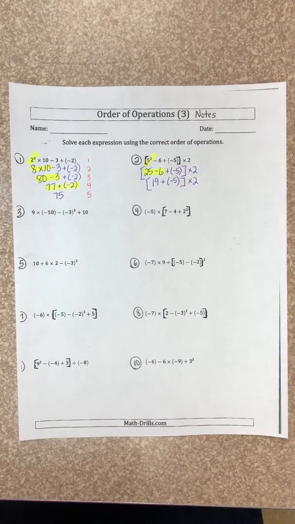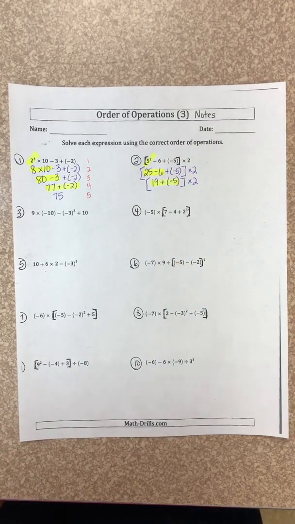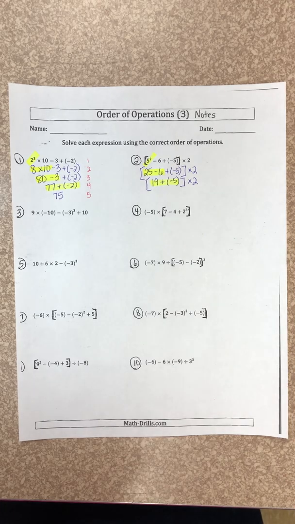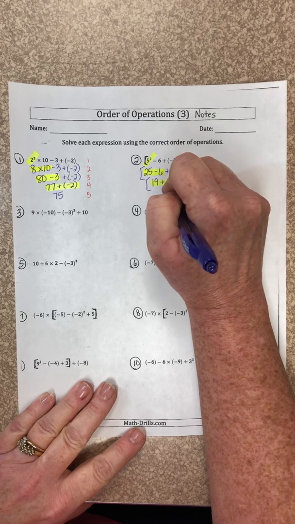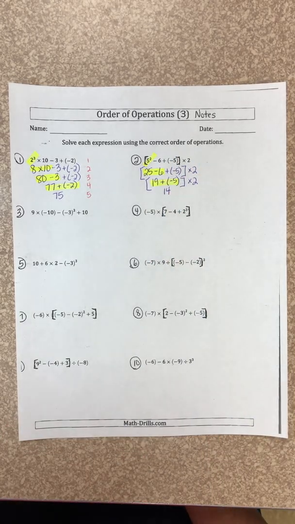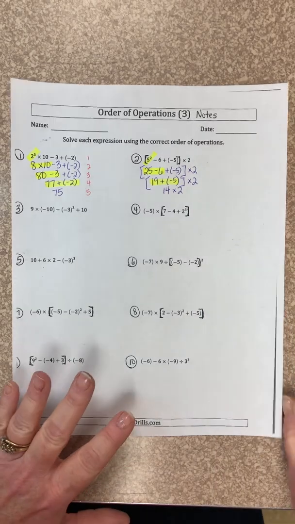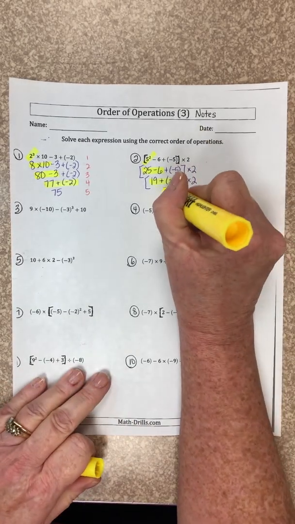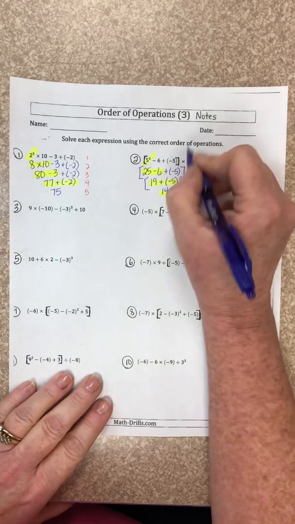I still have grouping symbols. I still have those brackets, so I'm going to highlight that. This is 19 plus a negative 5, so we're adding an integer. 19 plus a negative 5 is 14. 14 is a positive number. I do not need parentheses or brackets to protect it, so all I'm going to do now is bring down the times 2. So I highlight that because that's all I have left to do. 14 times 2 is 28.